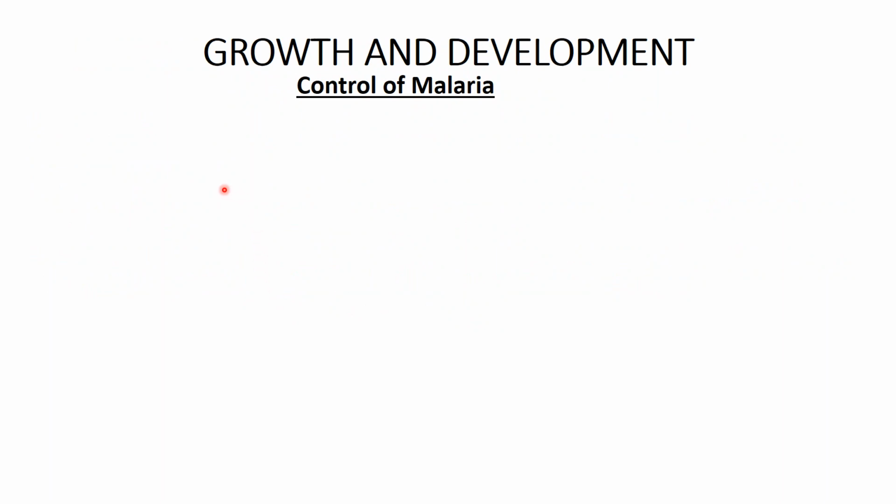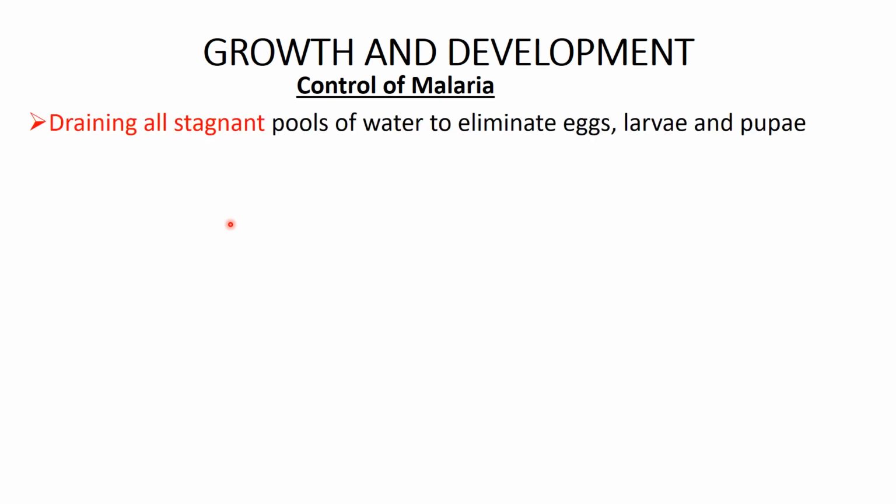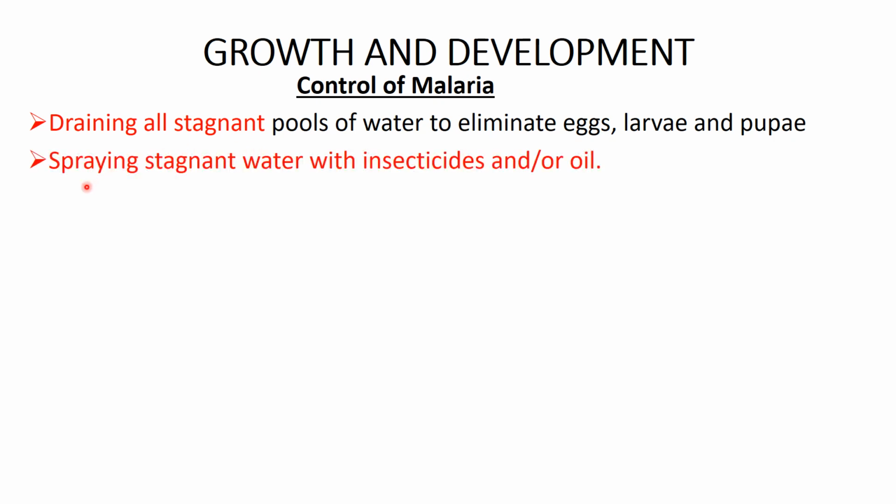So the question is, how do we control malaria? To control malaria, you need to control mosquitoes. You can control mosquitoes by draining all stagnant pools of water to eliminate eggs, larvae, and pupae. Remember, eggs, larvae, and pupa are always in water. So this can be dealt with by making sure that there are no stagnant pools for them to develop. Second, spraying stagnant water with insecticides and or oils. So you can spray stagnant water, if you don't want to drain it, with insecticides and oils.